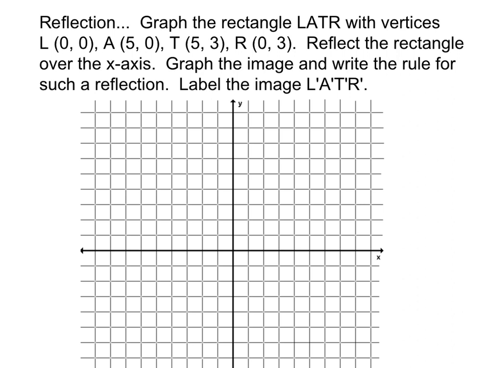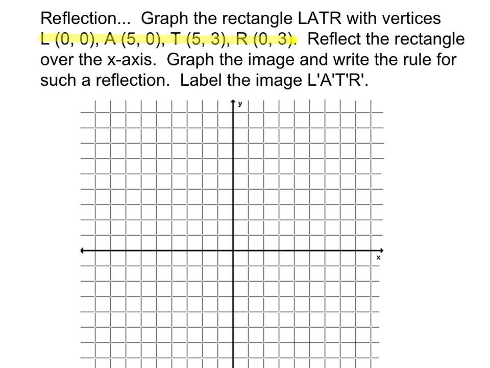Now that I've read the question, I'm going to go back through and highlight some things that are important. So I've highlighted the coordinates, I've highlighted the transformation that we're doing, which is a reflection. We are going over the x-axis, so I'm going to mark that we're using the x-axis. I need to graph and write the rule, and I need to label the image.